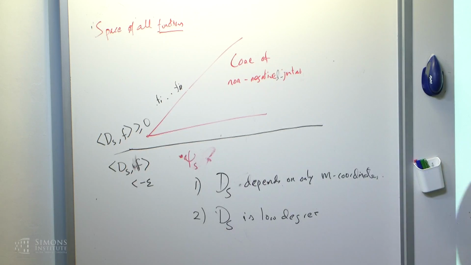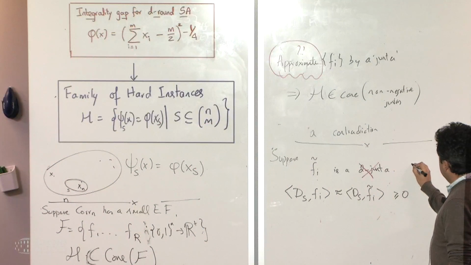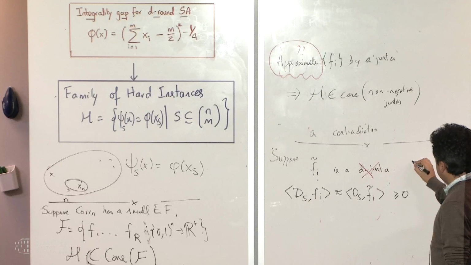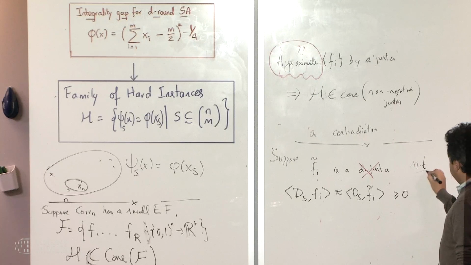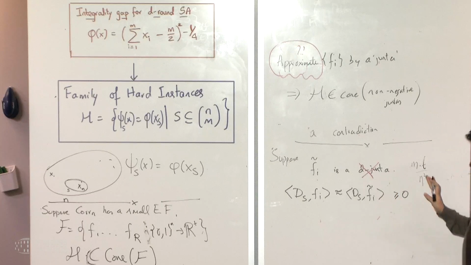If we got each fi tilde to be a d junta, we would be done. But of course, this is too good to hope for, because we already saw that the complexity of the approximator is more complicated than the distinguisher. From the approximation theorem, we get that each fi tilde is a larger junta, something like m times t over eta squared. It's a much larger junta, but it's still a junta.